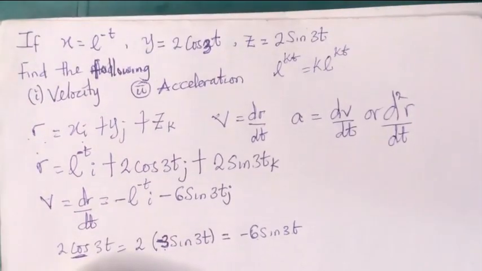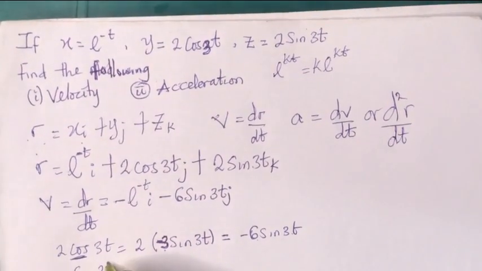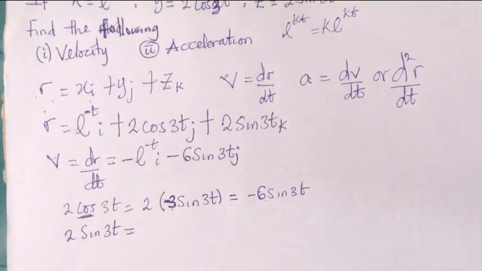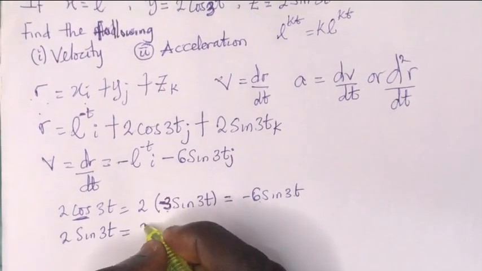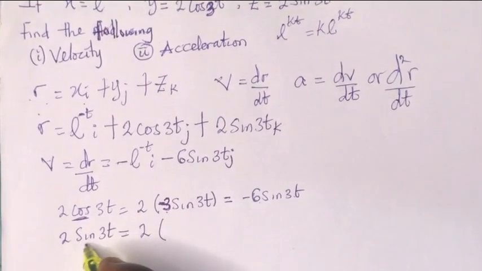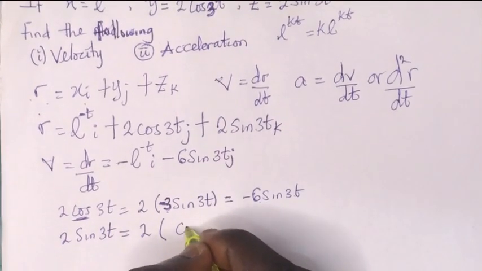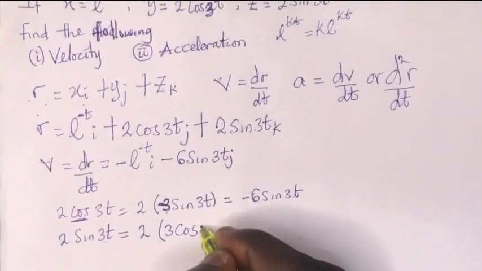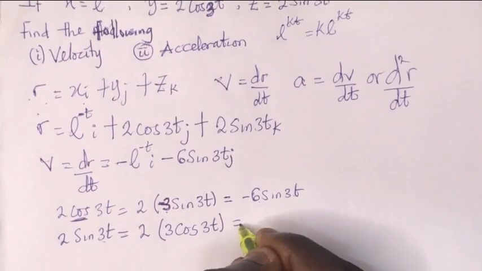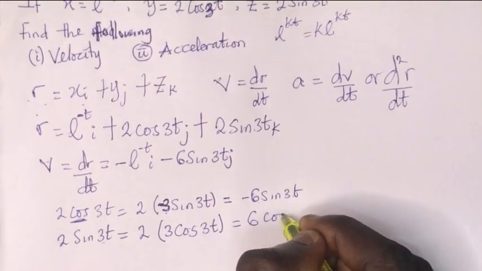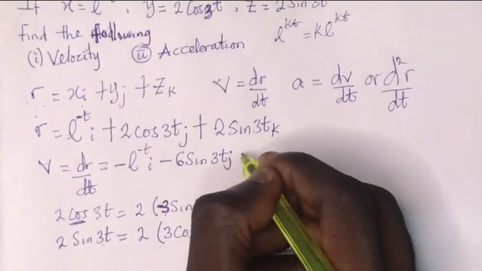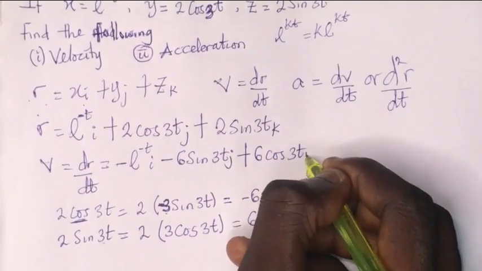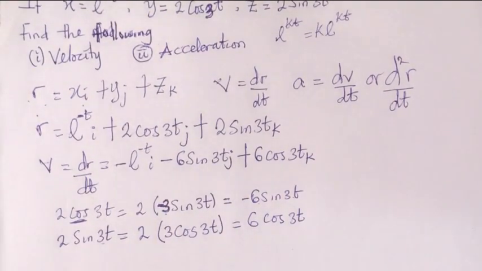Now you want to differentiate 2 sine 3t also. To do that, drop the 2 here, open bracket, differentiate your sine, you will have what? Cos. Differentiate 3t, what will you have? 3. Then write your 3t back, which will give you what? 6 cos 3t. So this will become plus 6 cos 3t k. Are you seeing that now?